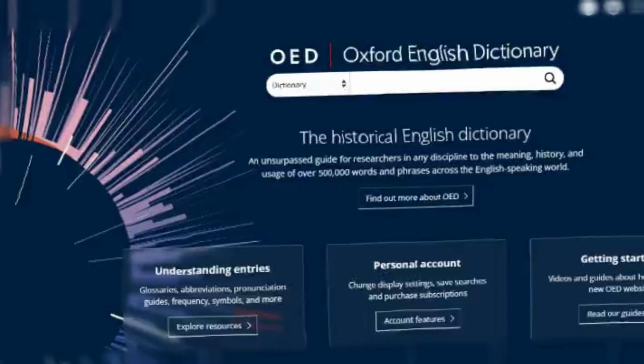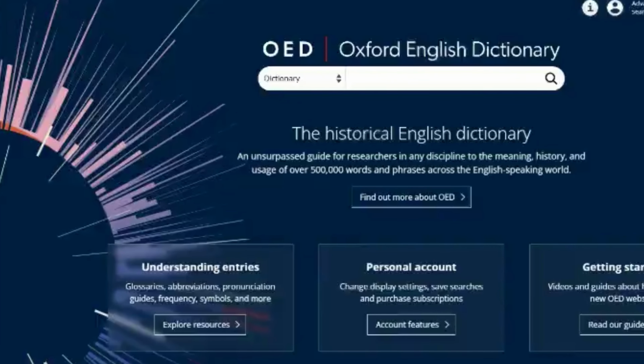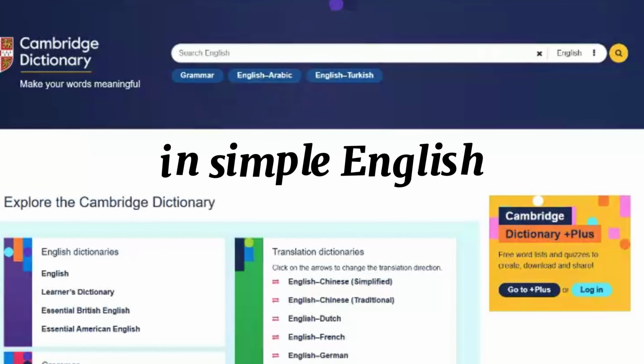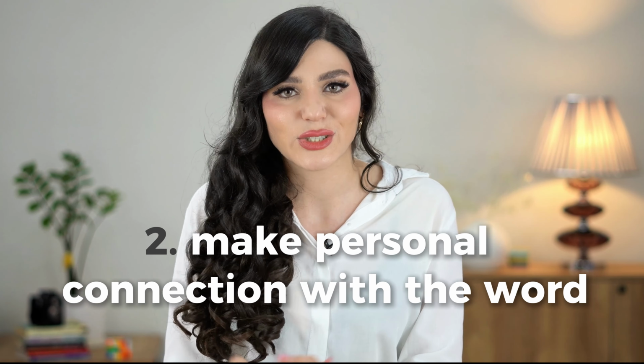Look it up in a dictionary. You can use Oxford Dictionary or Cambridge Dictionary. They explain words in simple English and give you clear definitions, example sentences, and the word's form, whether it's a noun, verb, or adjective.